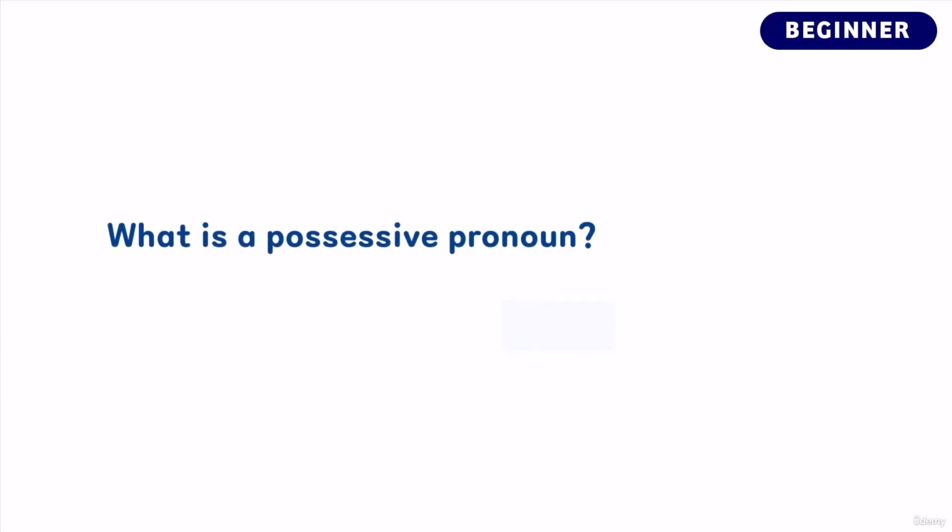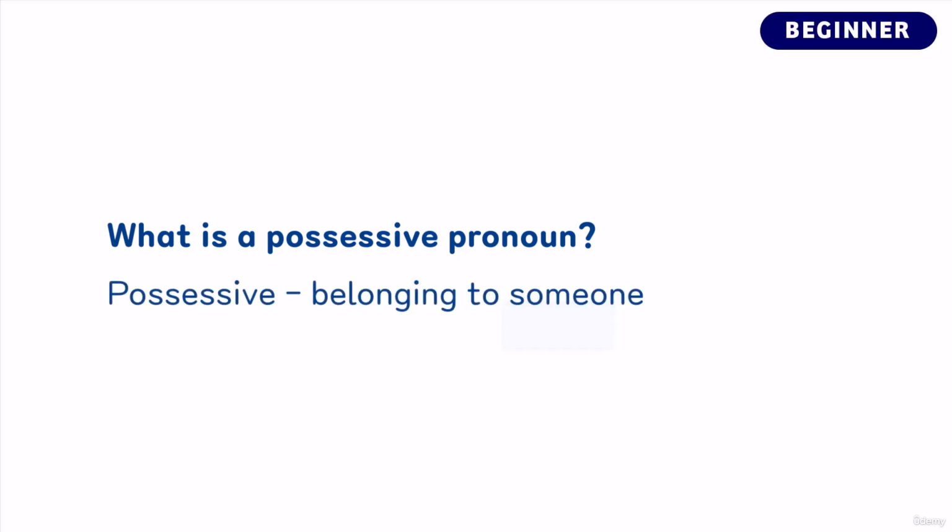Firstly, what is a possessive pronoun? The word possessive relates to how something belongs to someone. So possessive pronouns are words we use to say that something belongs to someone. And because they are pronouns, they are used in place of other noun phrases.